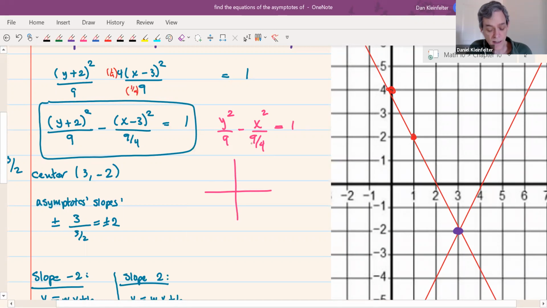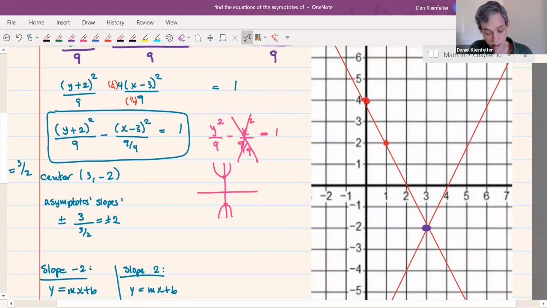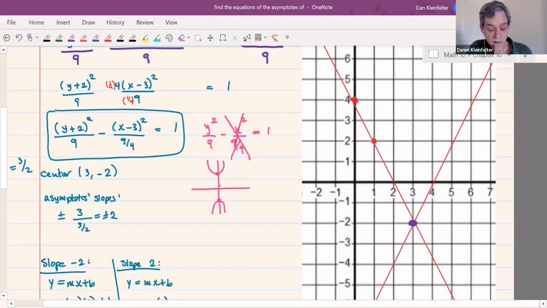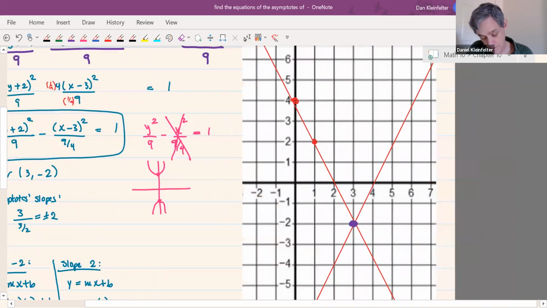And so let's think. If x were 0, we wouldn't have that term. Our y's would be at plus or minus 3. Right? So our hyperbola would look like this. If the y's were 0, we'd have complex x's, and we are not going to have that. So there are no x-intercepts. There are only going to be y-intercepts. So from the center, the two vertices will be 3 units up and 3 units down.